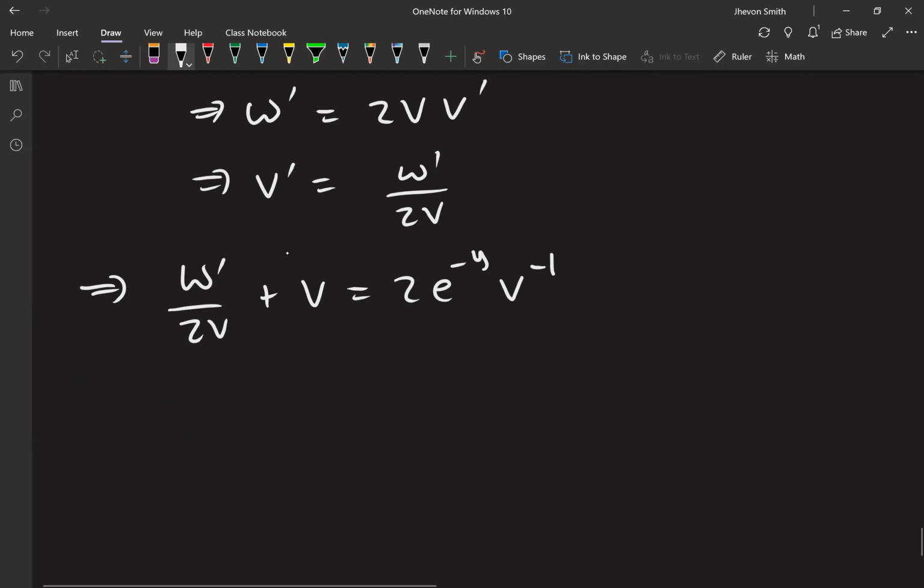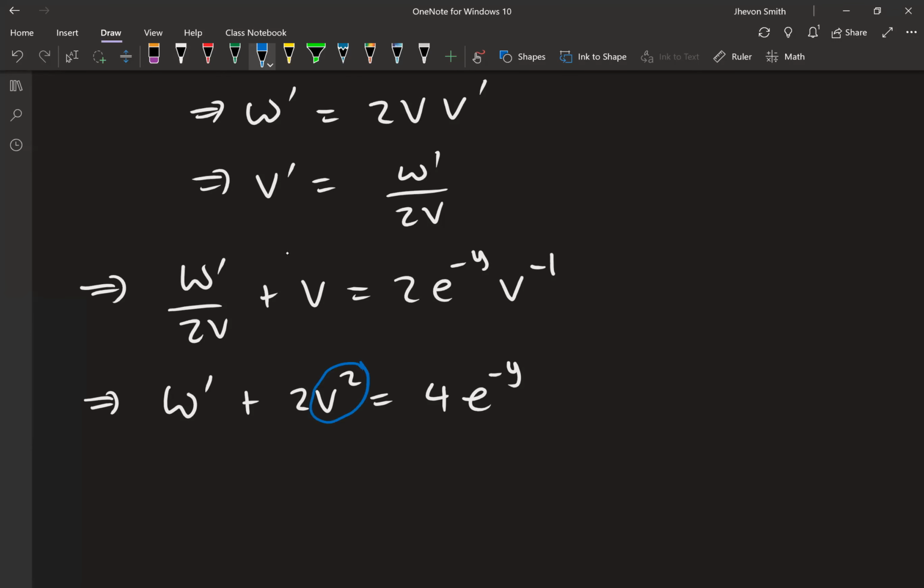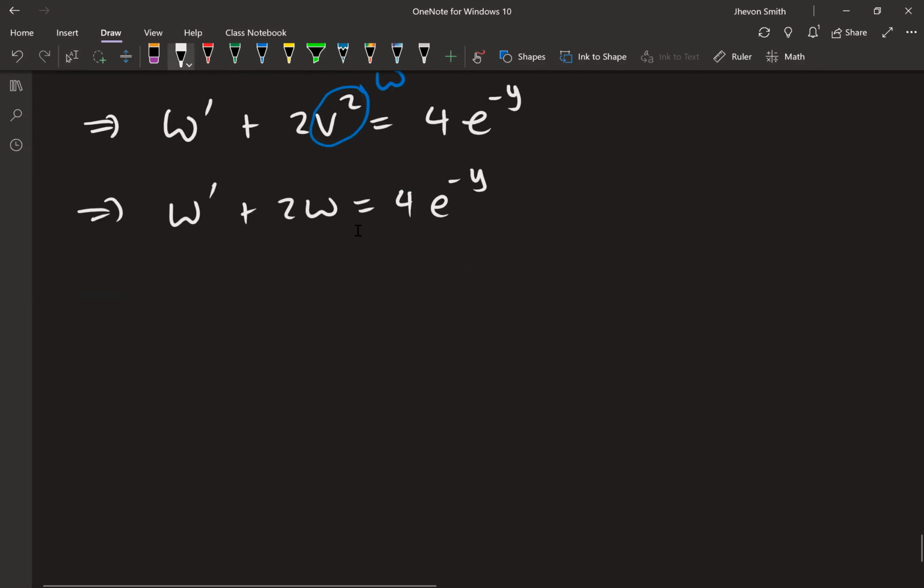Now what I can do is I can multiply by 2v everywhere. So this is w prime plus 2v squared equals 4e to the minus y. And my v squared is actually w. So this would mean I get a first order equation, w prime plus 2w equals 4e to the minus y. This guy is now linear. This is first order linear.